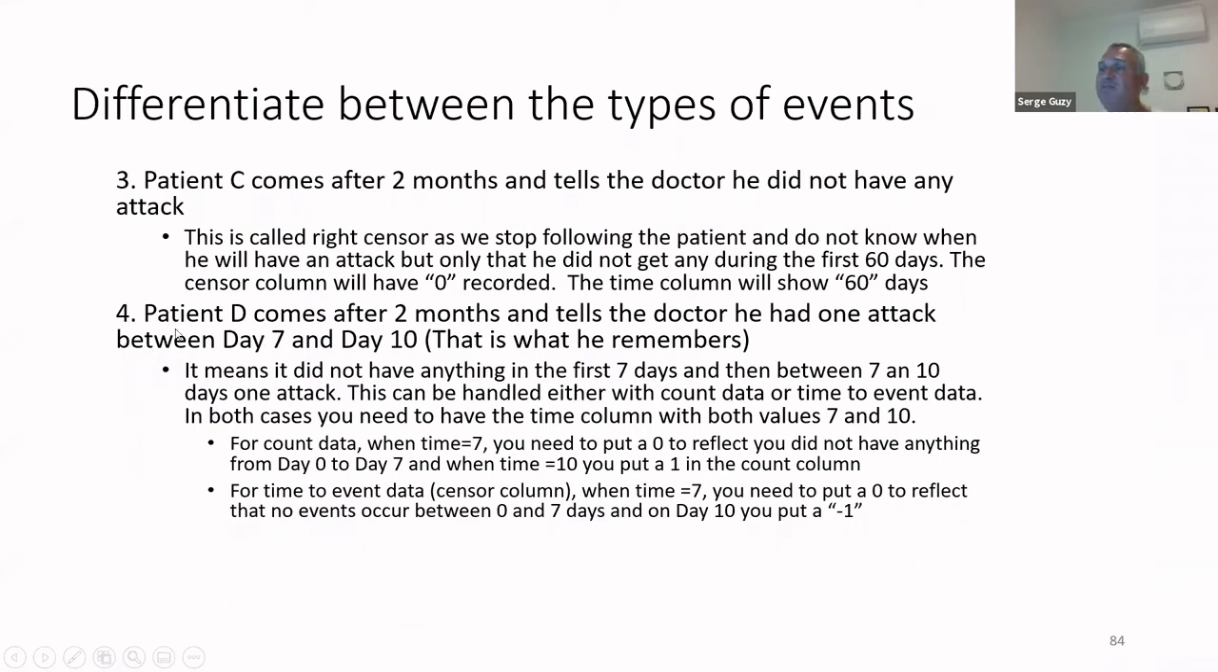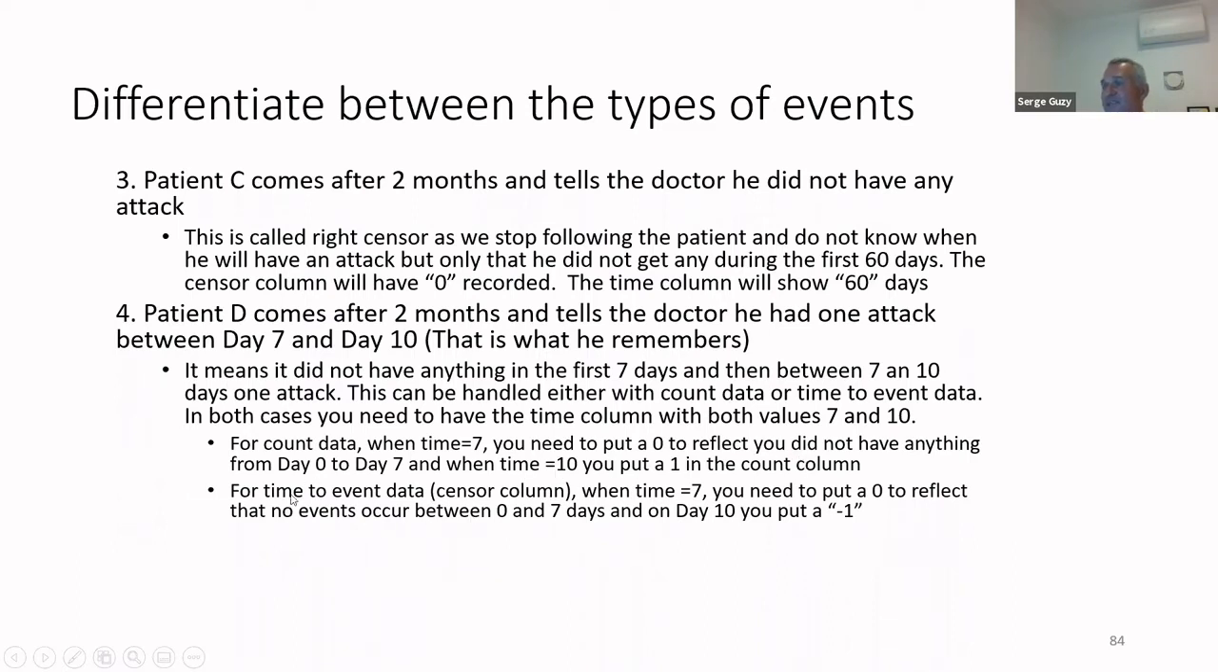Now we have a repetition of a very similar case. Patient D comes after 2 months and tells the doctor he had an attack between day 7 and day 10. That's what he remembered. It means that he didn't have anything in the first 7 days, and then between 7 and 10 days, 1 attack. This can be handled either with count data or time to event data. In both cases, you need to have the time column with both values 7 and 10. And obviously, if nothing happened, you put censor of 0. For count data, when time is equal to 7, you need to put a 0 to reflect that you didn't have anything from day 0 to day 7. And when time is equal to 10, you put a 1. That's if you use the count data.